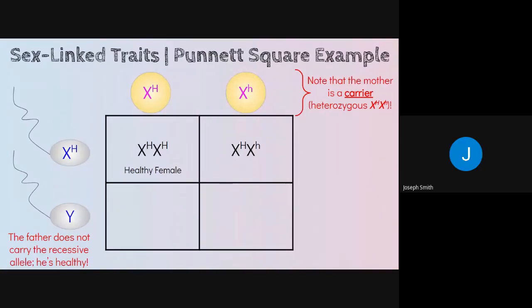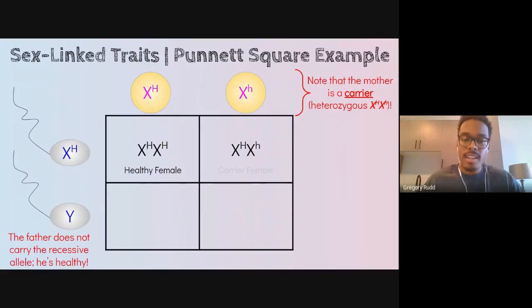It could possibly be carrier. They are indeed a carrier. They are a carrier because they have the allele for hemophilia. They have this recessive allele. They carry it in their gene. That's what we mean by a carrier. They carry that allele in their genes. However, they're not affected by it. They just simply carry it. They can pass it on, but they don't actually have it because they also have a dominant allele. That's what we mean when we say carrier.